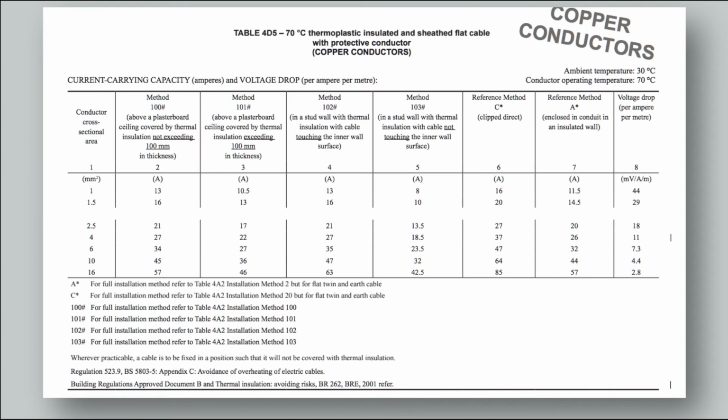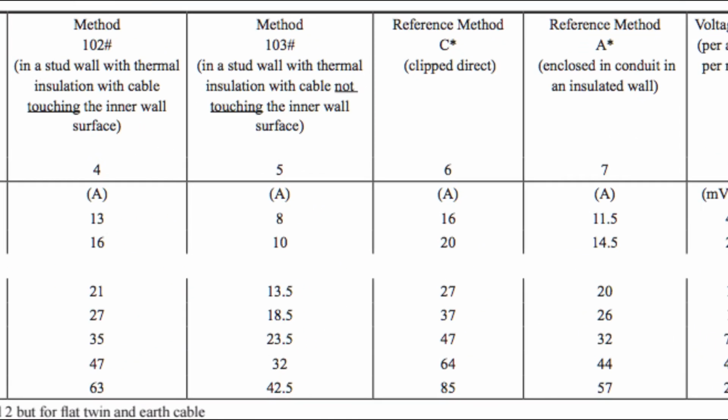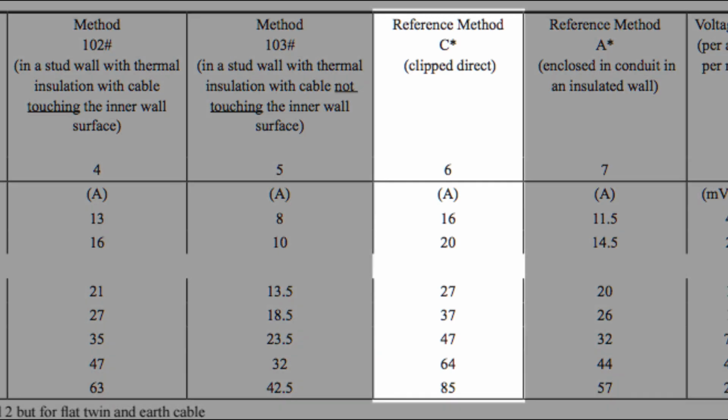Let's have a look at the corresponding current carrying capacity table to see the effect these installation methods have on the current carrying capacity of the cable. So we can see in table 4D5, if we look at reference method C, clip direct often gives us the highest current carrying capacity for conductors.